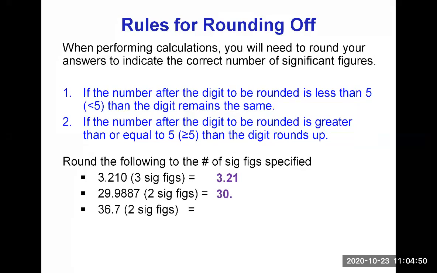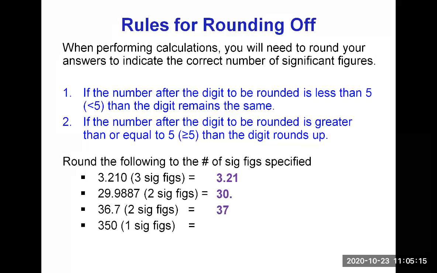36.7, rounded to 2 significant figures. So you count from the left, the 3, the 7. That's it, 2 sig figs. You need to look at what comes after. It's a 7. You need then to round up. It's above 5, so you round up. The 6 needs to be rounded up to a 7, so that's going to be 37.